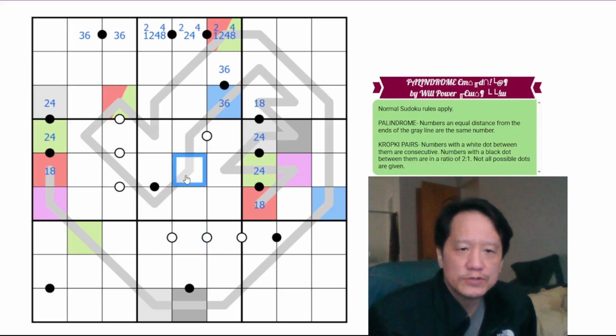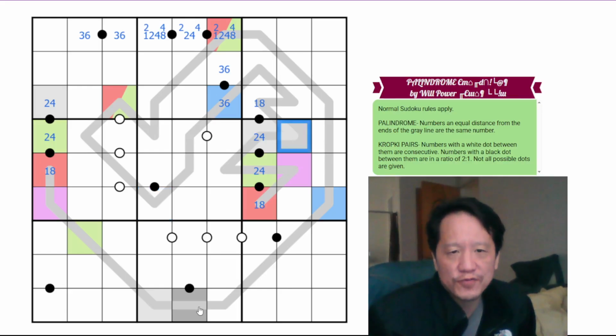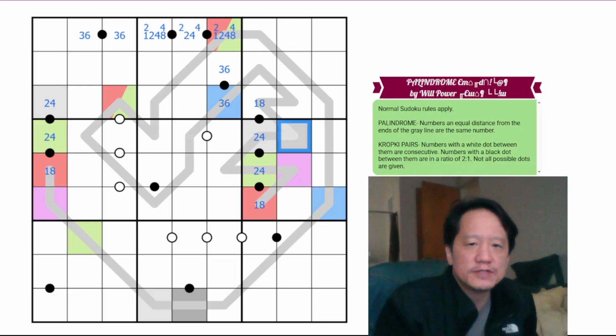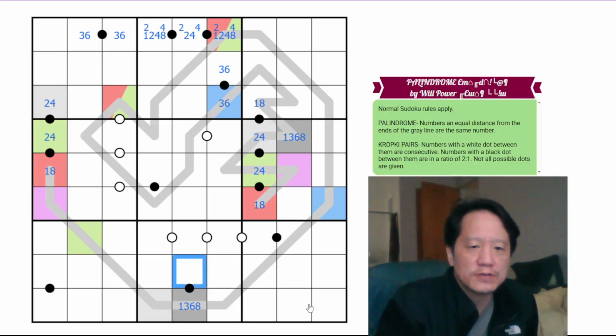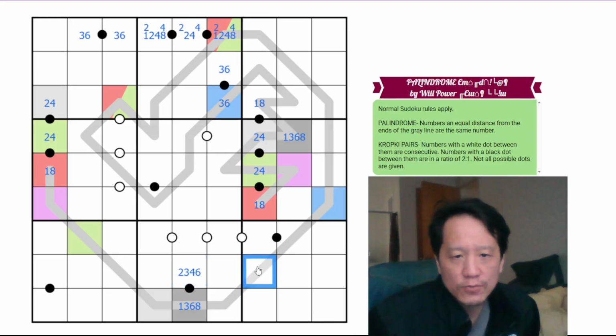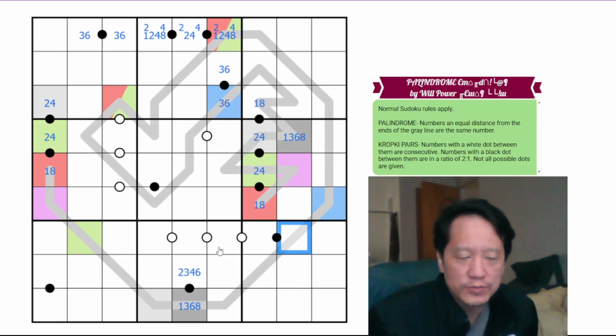We have 1, 2, 3, and 1, 2, 3. So these are the same. And it's a 1 to 2 ratio. So this cannot be 2 or 4. It's either 1, 3, 6, or 8. Which makes this 1, 3, 6, or 8. Which could be next to 3 or 6, or 2 or 4. We're not sure which. Oh, this is also in a 1 to 2 ratio.